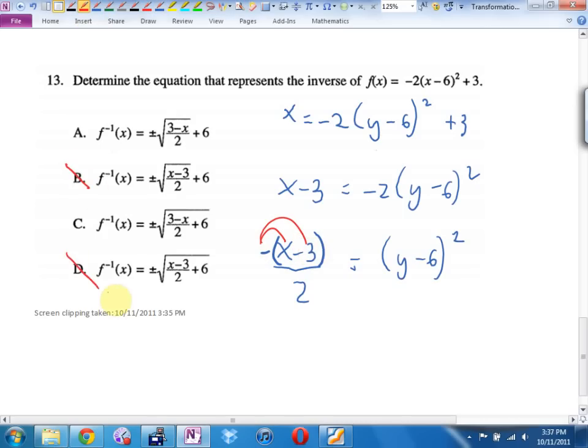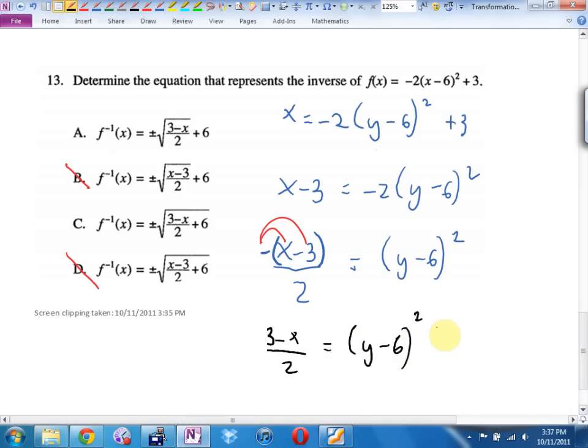Do you see that little line of reasoning? I told you, glance at your answers every time you do a step. As soon as I divided by negative 2, I glanced here. Wait a minute, there's no negative 2s. And then I noticed that some of these are positive and some, they took that negative and they moved it to the top, Ryan, and they distributed it. I figured that out. So I'm going to have this right now: 3 minus x over 2 equals y minus 6 all squared.